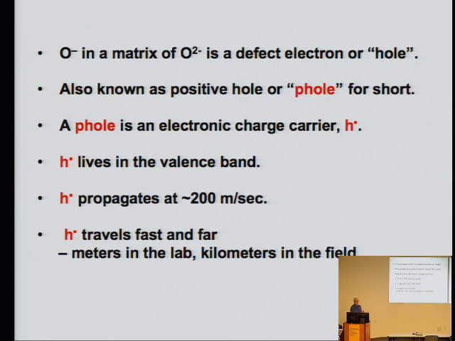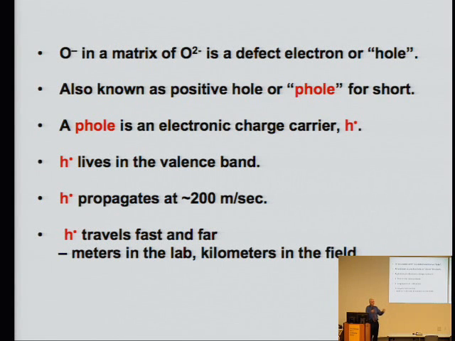People in the glass industry, electron spin resonance people, called it a positive hole, even though it's an oxymoron. And I suggested that we abbreviate it and call it a phole, because maybe we can use some new words. A phole, therefore, is an electronic charge carrier. It lives in the valence band. It propagates at 200 meters per second. And that is consistent with the theoretical image that the propagation of that hole occurs by a phonon-mediated electron hopping.